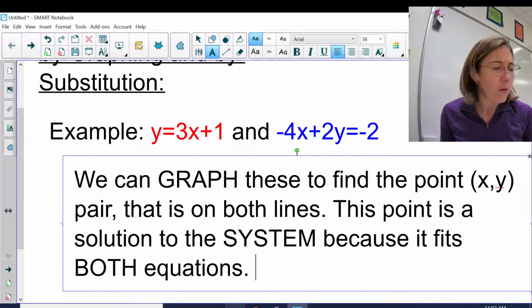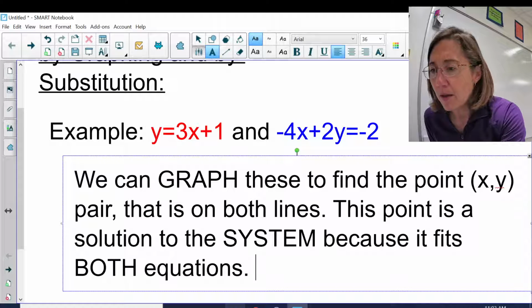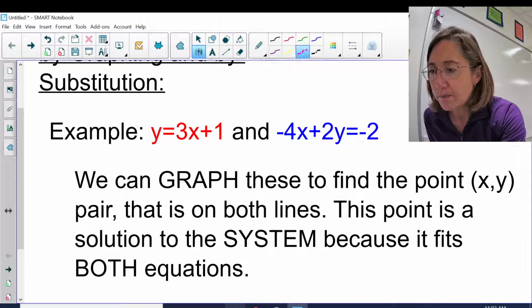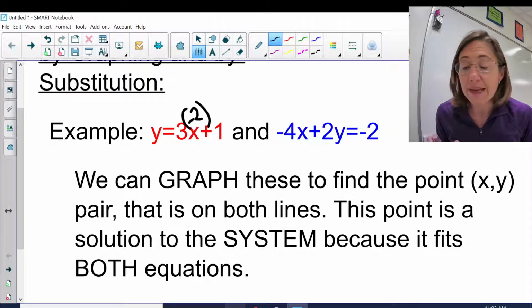So what was that point again? It was negative 2, negative 5, right? So let me write on this for a minute. If I take the negative 2 and plug it into the red equation, 3 times negative 2 is negative 6.